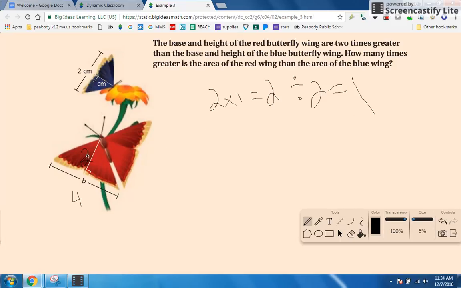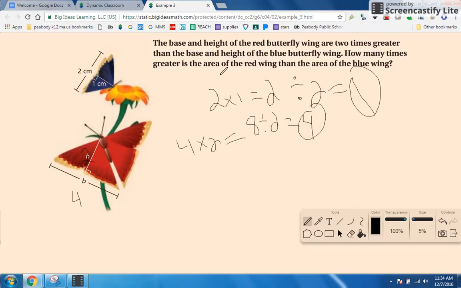Now you do the same thing for the red butterfly. So base times height, 4 times 2 is 8. And then divide it by 2 because that's the formula, base times height divided by 2. So I'm going to divide that by 2, and I get 4. So now I have the area of the blue butterfly is 1 centimeter squared. The area of the red butterfly wing is 4 centimeters squared.